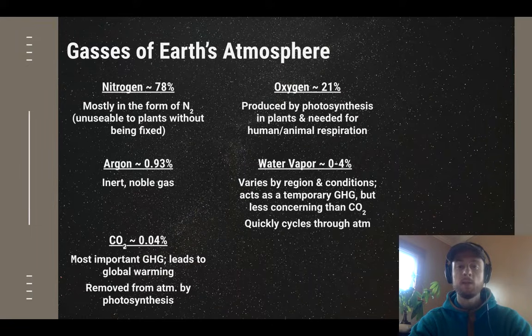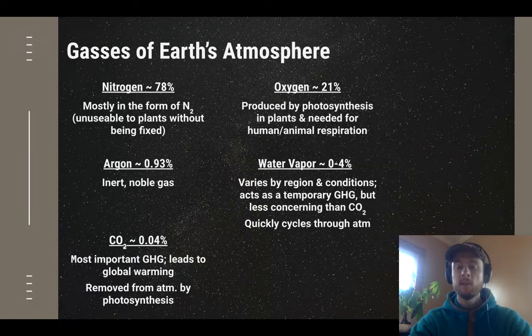The third most abundant gas in the atmosphere is actually an inert or non-reactive noble gas called argon, and it's about 0.93%. Then we have water vapor, which depending on the conditions and region can range anywhere from basically 0% all the way up to 4%. It's also important to know that water, even though it naturally occurs in the atmosphere, is actually considered a greenhouse gas, meaning that it traps the sun's energy in the atmosphere and warms the planet.